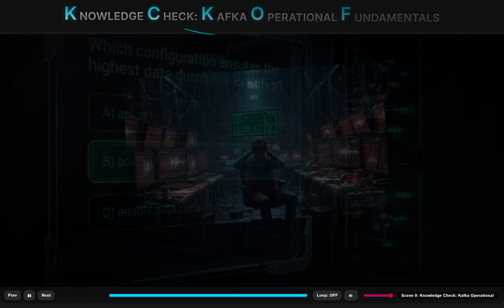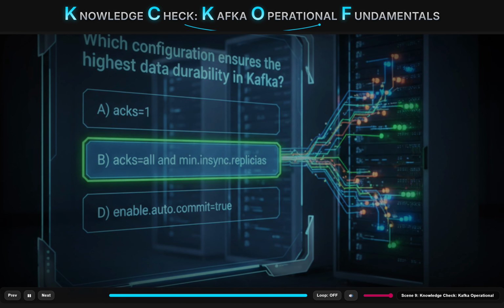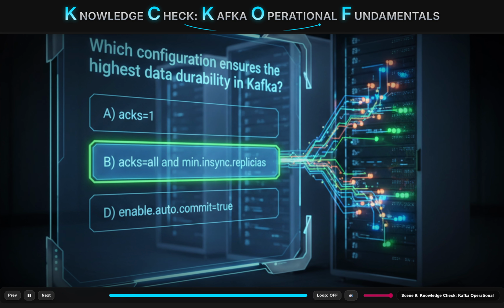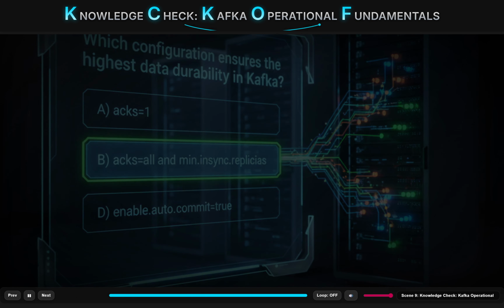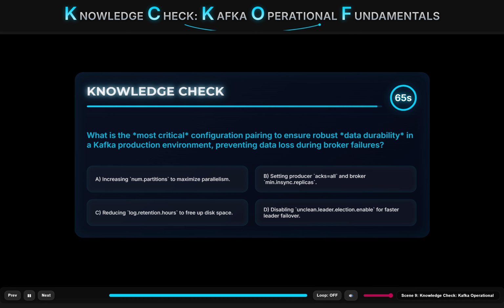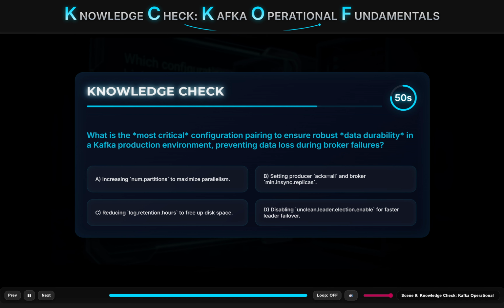We've navigated the complex factory floor of data operations, understanding Kafka's role in ensuring smooth material flow and reliable delivery. Now, let's put that knowledge to the test with a quick operational fundamentals check. You might be considering how to ensure the systems you build are truly production ready, especially when concerns about data durability often pop up, or how to justify Kafka against alternatives without sufficient performance gains or operational overhead.